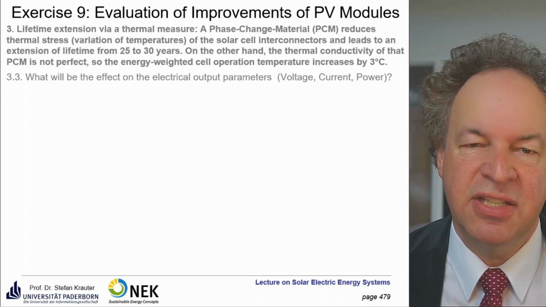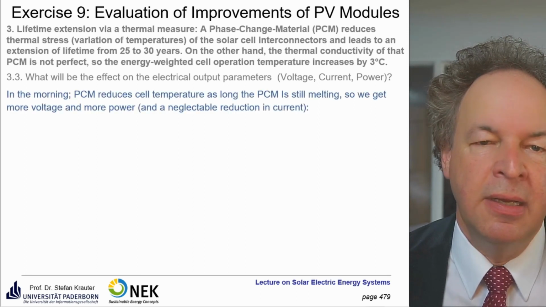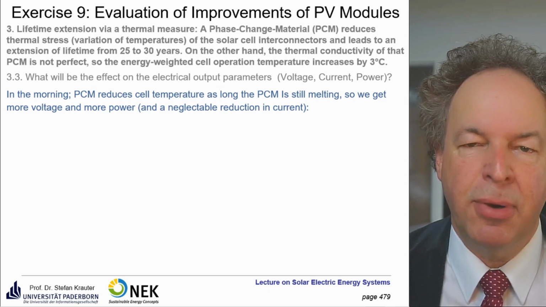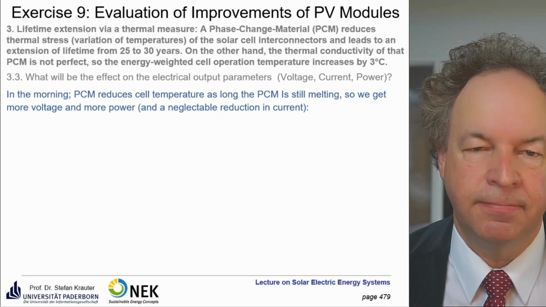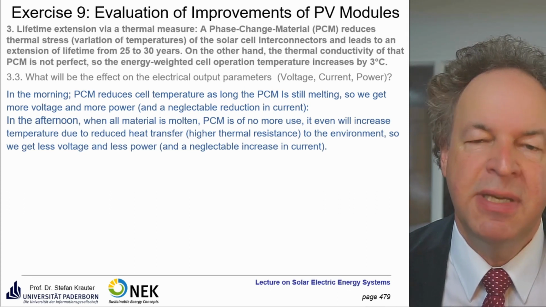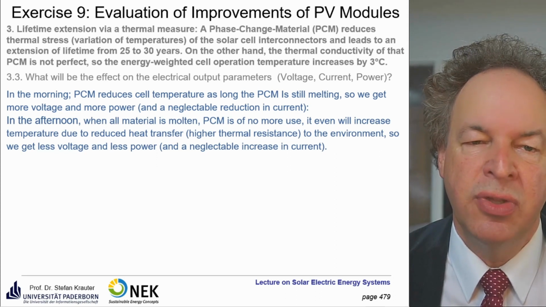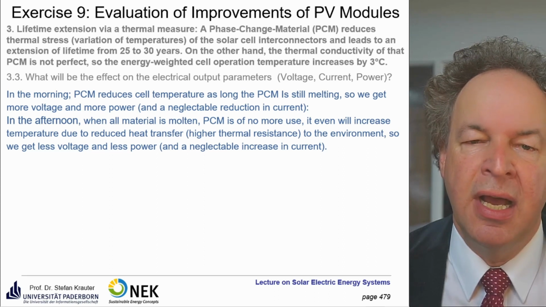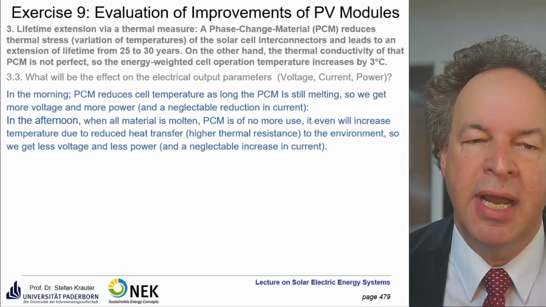What will be the effects on the electrical output parameters: voltage, current and power? So in the morning we have reduced temperature, so voltage will be increased and we would have more power. In the afternoon, when all the material is molten, the PCM is of no more use. It will even increase temperature due to the reduced heat transfer. As I mentioned already, we have a higher thermal resistance, and then we have less power and less voltage.